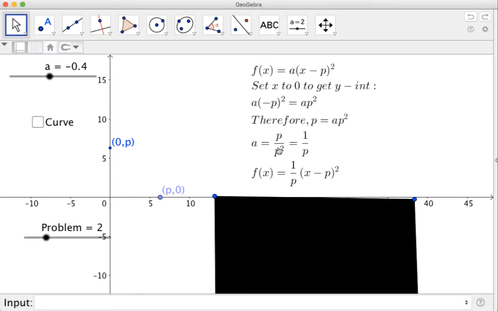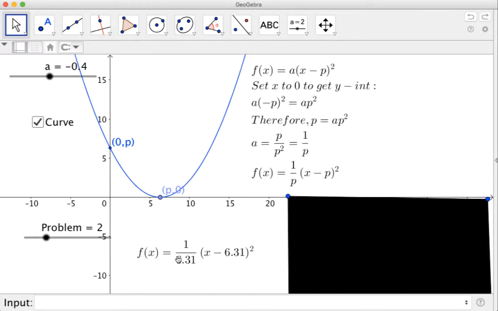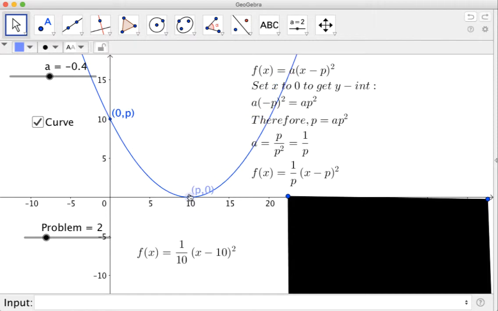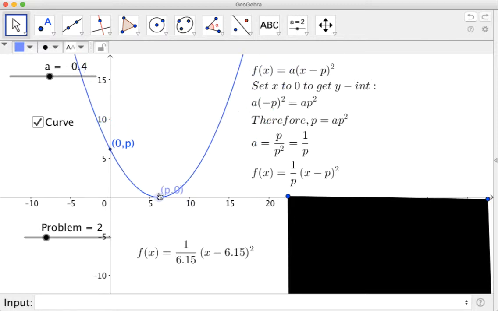So in this case, we decided to express a in terms of p, and that way we can vary p, and the equation will modify itself as a result. So here we have our curve, and we can see that we have our equation. F of x is equal to 1 over 6.31 times x minus 6.31 squared, because currently our value of p is set to 6.31. So as we change p, our equation changes, and it always continues to have an x-intercept of (p, 0), or a vertex of (p, 0), and a y-intercept of (0, p).